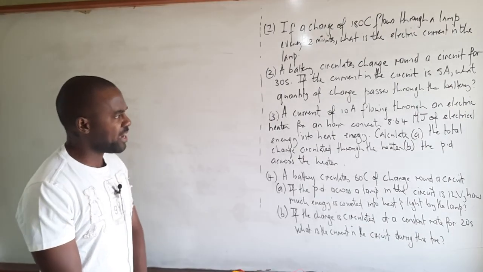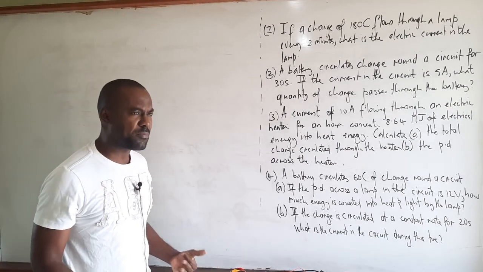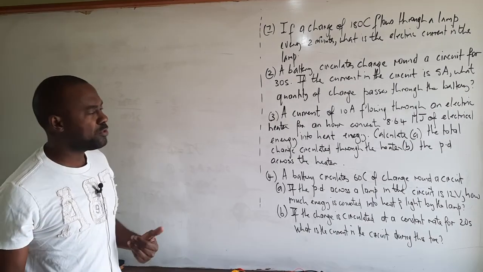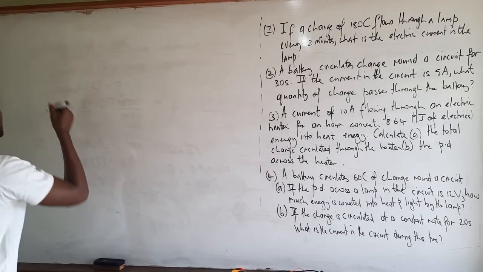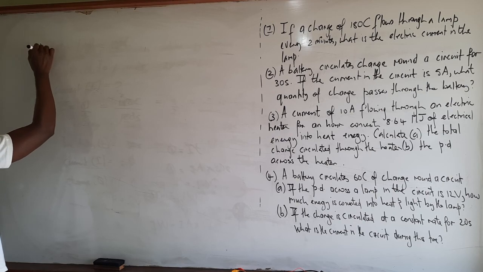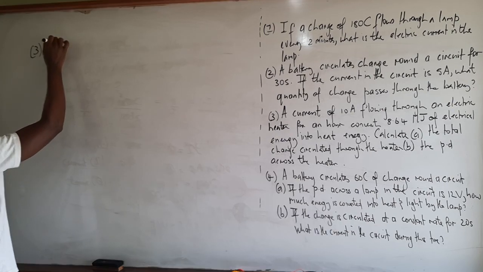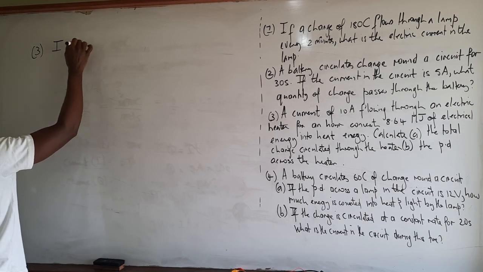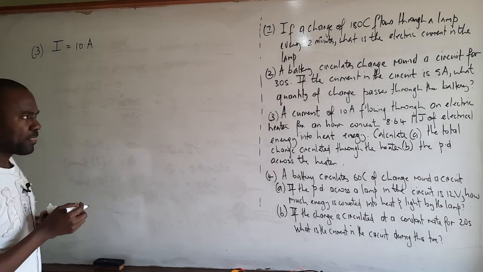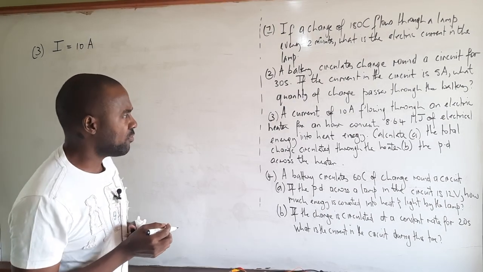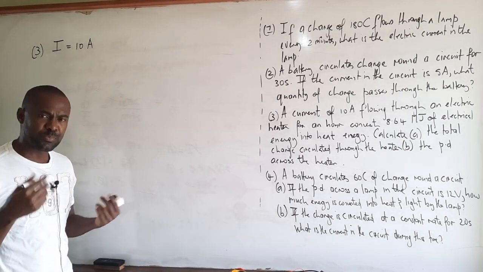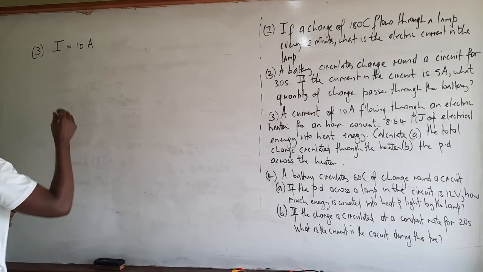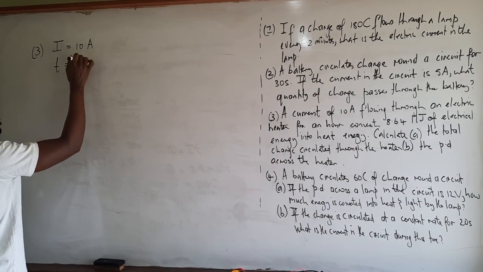So I'll read the question once again. As I read through, I will write down the information we are given using their respective symbols. We have a current of 10 amperes. So the current I is equal to 10 amperes. We're told this current flows through an electric heater for an hour, which represents a period of time. So we can say that t is equal to 1 hour.